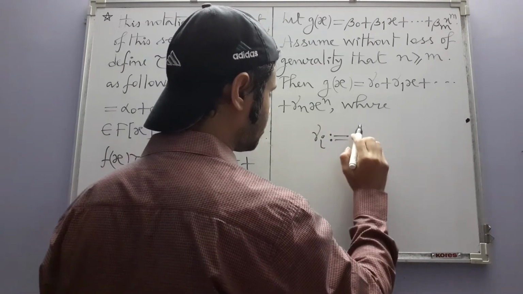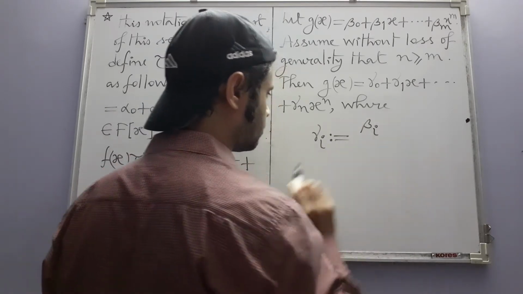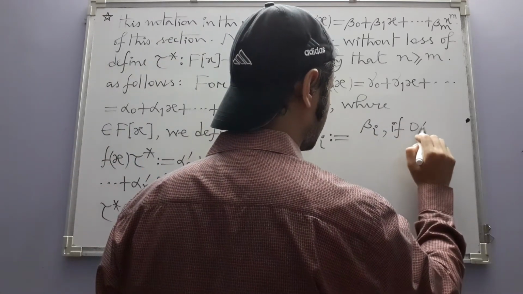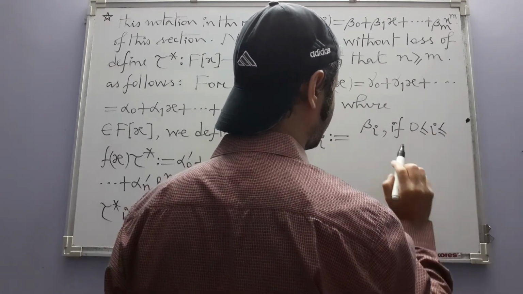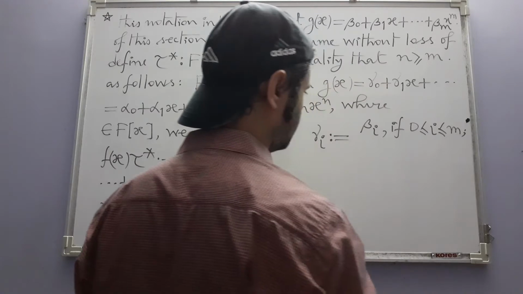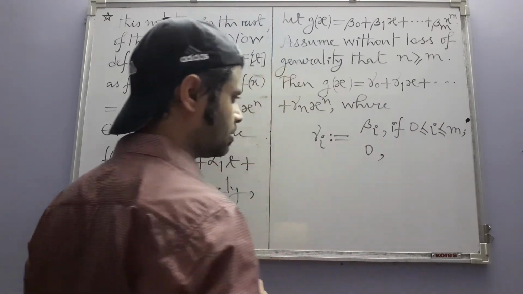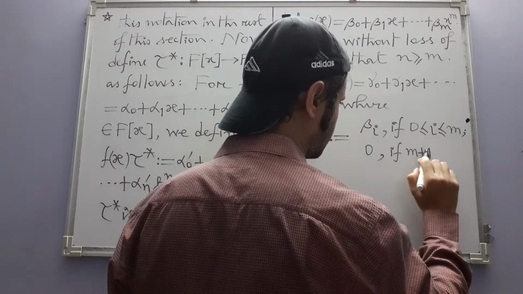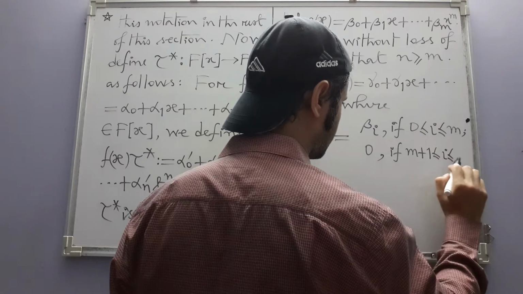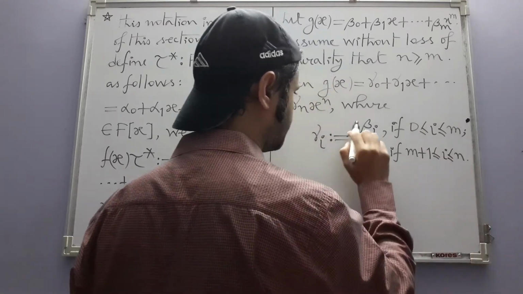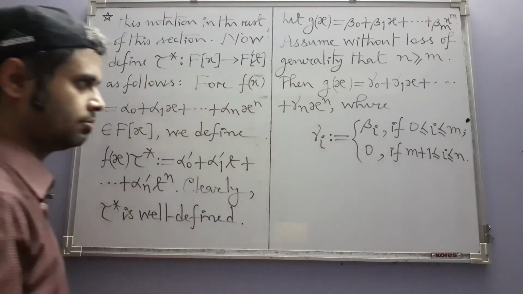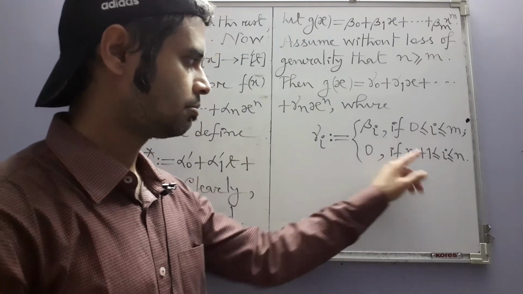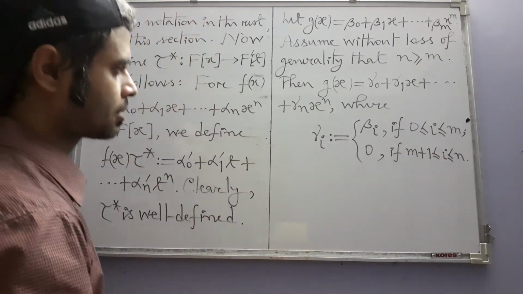gamma i is defined to be equal to beta i if i varies from 0 to m, and gamma i is defined to be equal to 0 if i varies from m plus 1 to n. If n actually happens to be equal to m, then this part is not there. It just simply means that.